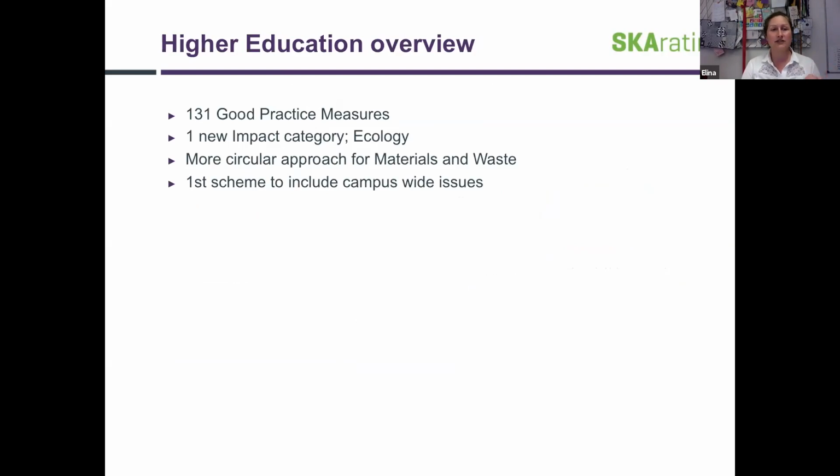Now, looking at the higher education scheme itself, we have 131 good practice measures. It's the biggest scheme of all of them because it combines both office-based issues plus retail, and then you've got a few additional issues with the HE sector. We have a whole new category introduced in higher education, which is ecology.